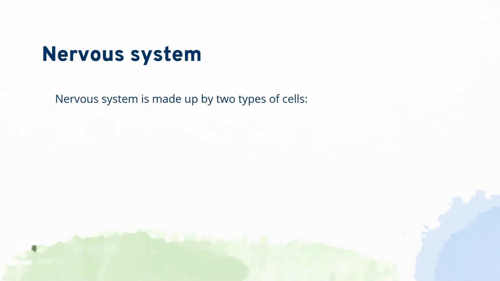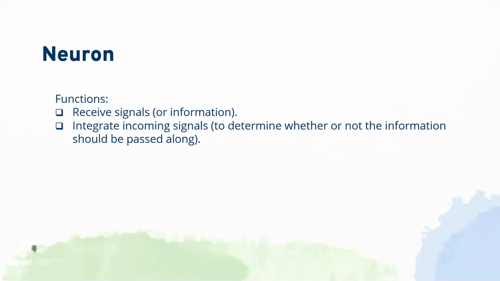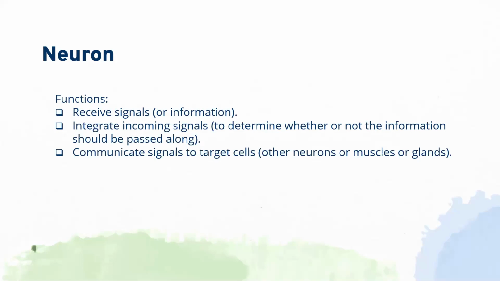The nervous system is made of two types of cells: neurons, or the nerve cells, and neuroglia, or the glial cells. Neuron is the basic structural, embryological, and functional unit of the nervous system. So what are its functions? It conducts impulses: it receives signals or information, integrates the incoming signals, and communicates signals to the target cells, such as other neurons, muscles, or glands.